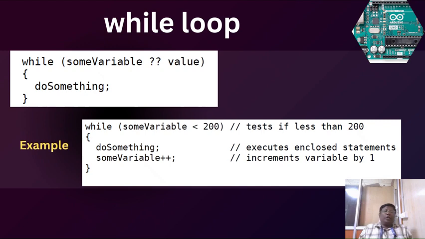Another one is the while loop, to check whether a condition is valid. Some variable with a conditional operator, then do something. So while the variable is less than 200, test if it is less than 200 and perform the operation. Perform whatever operation is given there.